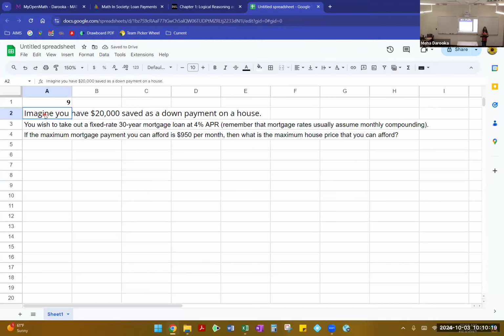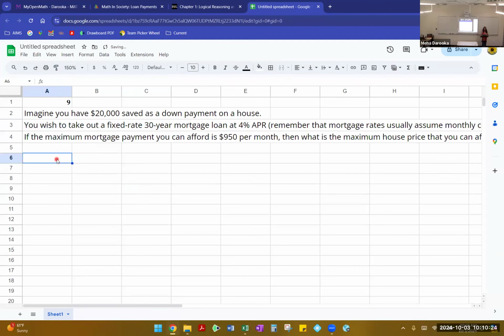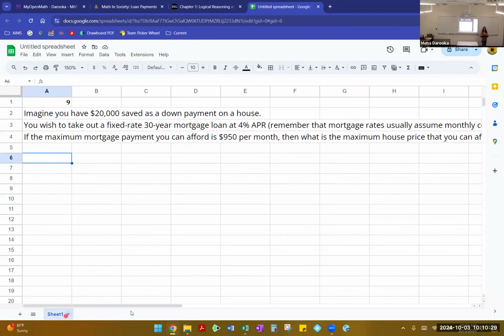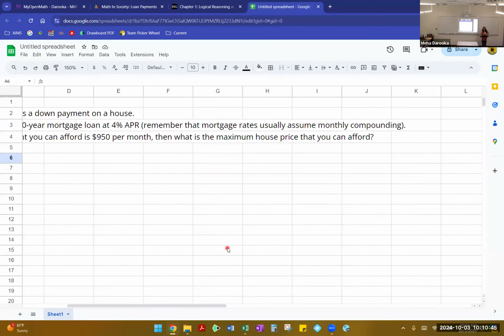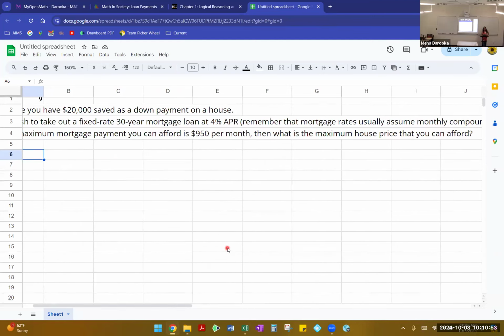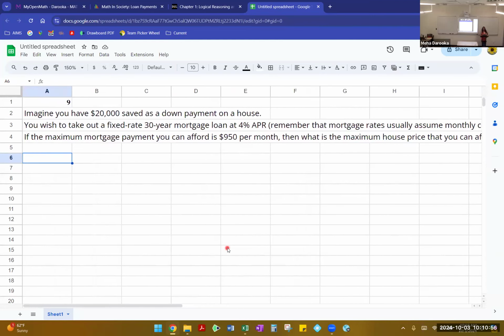Okay. So if we have saved a down payment amount, as you can see here. It's the word compounding that's kind of being hidden, but we're okay. So we have $20,000 saved as a down payment on a house. We wish to take out a fixed rate 30-year mortgage loan at 4% APR. And again, we're assuming that it's monthly compounding. They are asking us if the maximum mortgage payment you can afford is $950 per month, what is the maximum house price that you can afford?